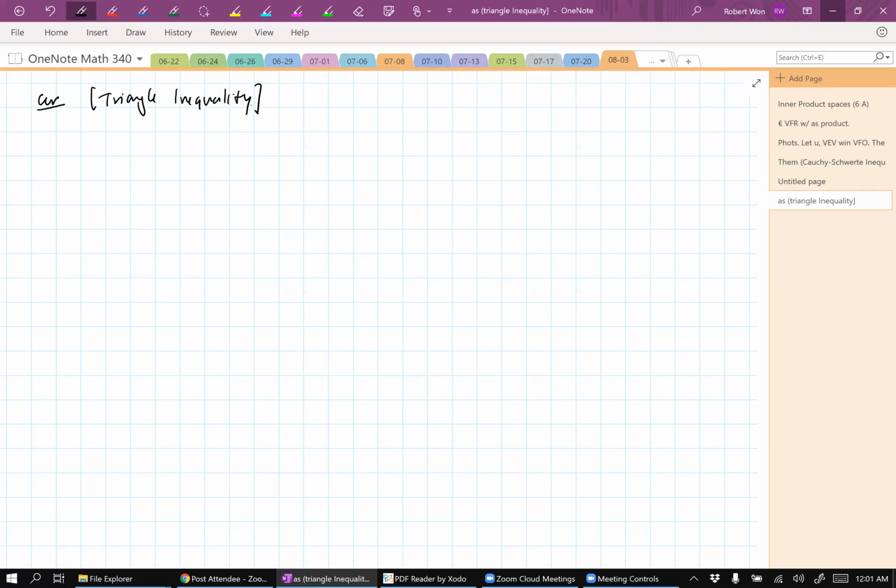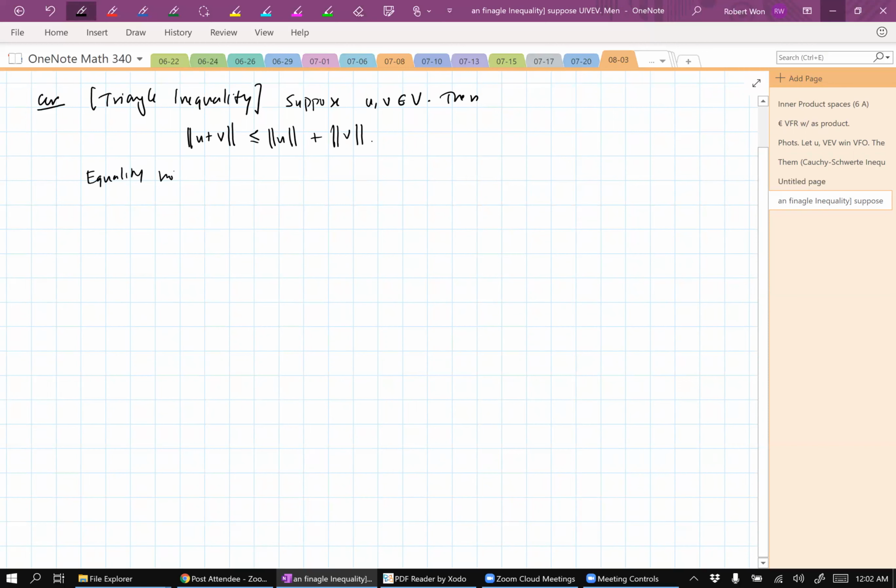What does the triangle inequality say? It just says, suppose you have two vectors in an inner product space, then the norm of u plus v is less than or equal to the norm of u plus the norm of v. And equality holds if and only if one is a non-negative scalar multiple of the other.